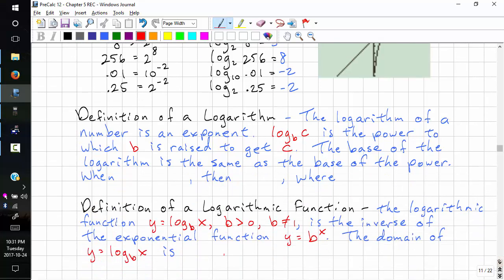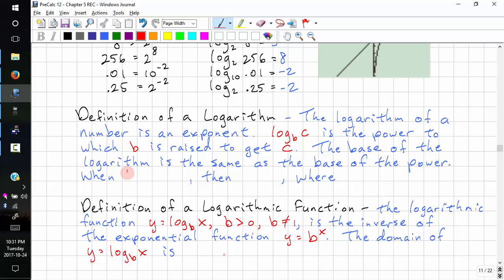So the definition of a logarithm. Now that you've seen some examples, it's easier to understand the definition. So the logarithm of a number is an exponent. Log base b of c is the power to which b is raised to get c. The base of the logarithm is the same as the base of the power.